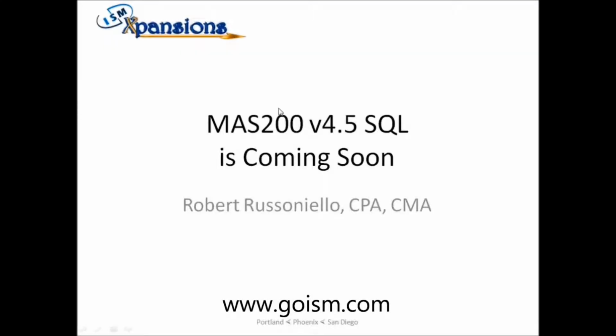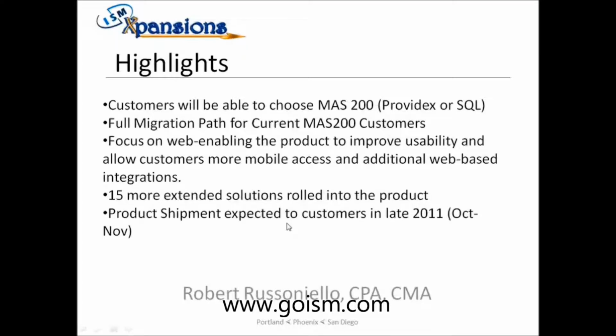I'm a consultant with ISM, and today we're going to have a short session on Mass 200 version 4.5 for SQL, which is going to be coming out toward the end of the year. Now, a couple of the highlights with this version is customers will be able to choose Mass 200 with either a Provide X backend or SQL backend. So it's the first time customers will be able to choose among the two. Also, for the first time, there's going to be a full migration path for current Mass 200 customers.